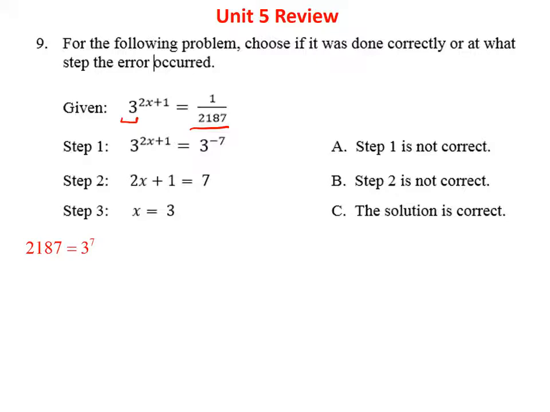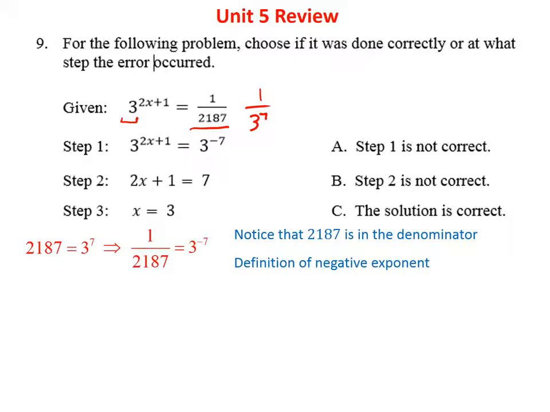So if I have 1 over 3 to the 7th power, I can actually write that as a negative exponent and say 1 over 2,187 is 3 to the negative 7th power. So as a result, I can rewrite this equation this way. 3 to the 2x plus 1 power equals 3 to the minus 7th power. And you notice that it's correct. So step 1 is correct. So now, since these both have the same base, 3 and 3, and they're equal, it means their exponents must be equal. So 2x plus 1 equals minus 7. And at this point, you notice that's where the error occurred.